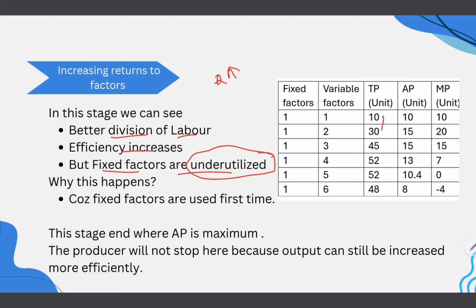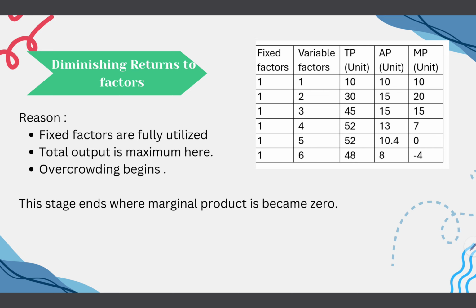But in this stage, we observe that our fixed factor is not fully utilized; it is underutilized. Why has this happened? Because the fixed factor is used for the first time. This stage ends where AP is maximum, at the point of 15. So at this point our AP is maximum. The producer will not stop here because output can still be increased more efficiently, since the fixed factor is underutilized, not fully utilized.